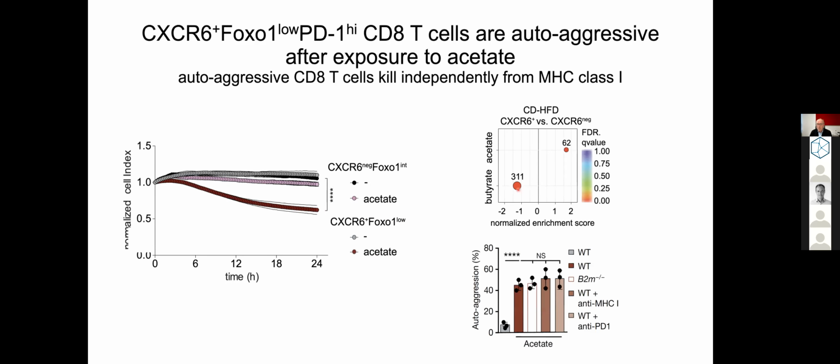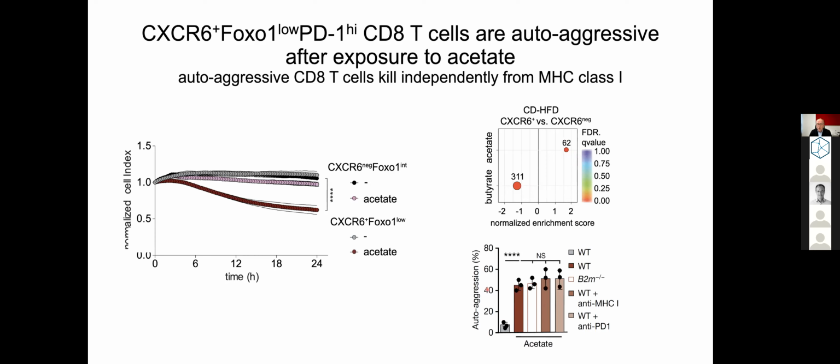So looking further into this, we found that these CXCR6 positive cells, when we isolated them from in vivo, also had an acetate signature, which we obtained from a publication that was originally published in Immunology in 2019. But they didn't have a signature indicative of exposure to butyrate, which would also be abundant in these mice. But they seem to be exquisitely sensitive to exposure to acetate.